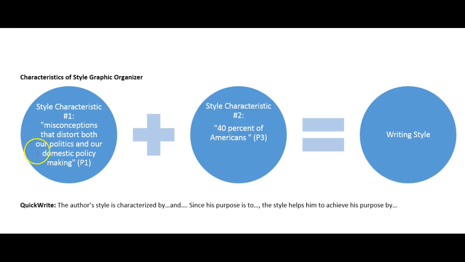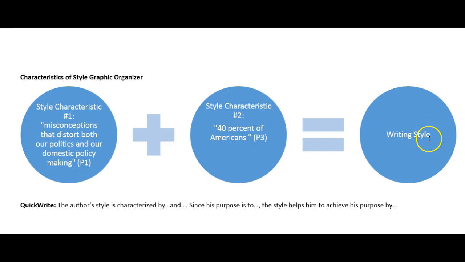Misconceptions that distort both our politics and our domestic policy making. So because the author is utilizing pretty formal language, I could identify his writing style as formal or impersonal. Moving to the second piece of evidence from paragraph 3, I can identify the author's use of statistics. So when an author uses statistics, usually the purpose is to inform the audience of specific information that is relevant to the topic. So impersonal and informative could be elements of the author's writing style.